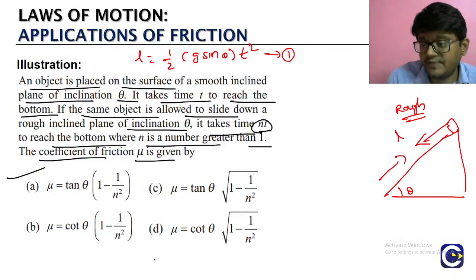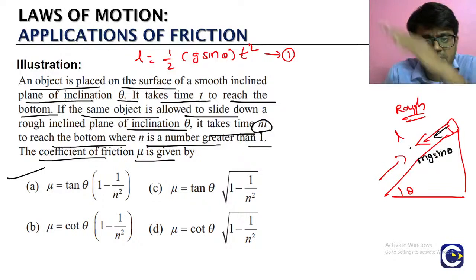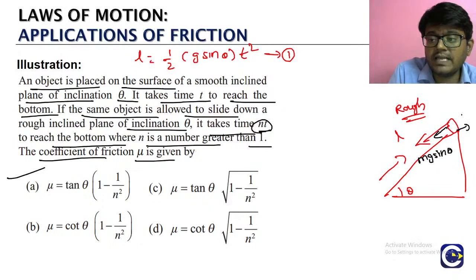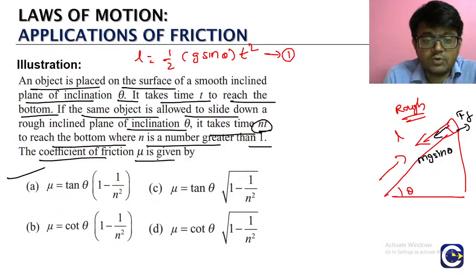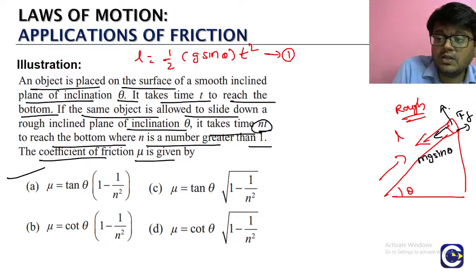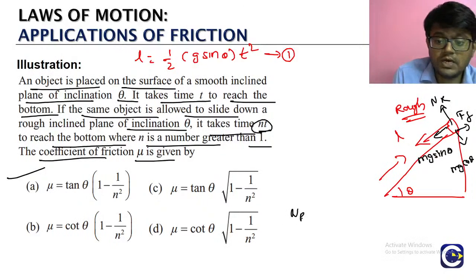When you have the rough surface, look at this. Here also we will have the component of the weight mg sin theta down the plane, but there will be a friction. Since there is a motion, we will consider the friction as kinetic friction. Remember, normal reaction will be mg cos theta, because there is no motion perpendicular to the plane.